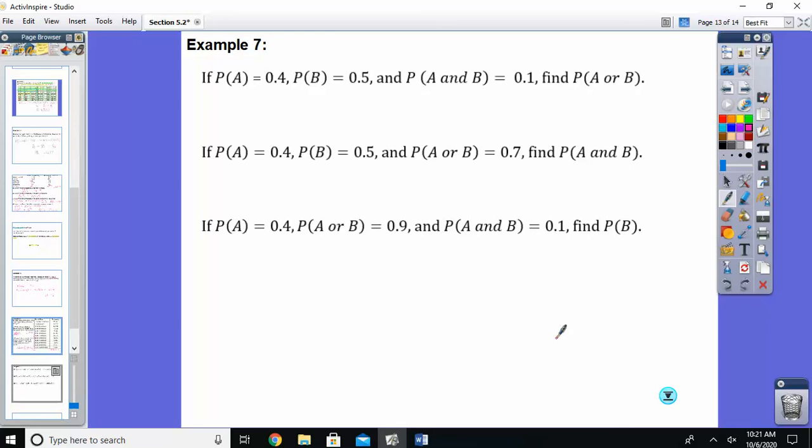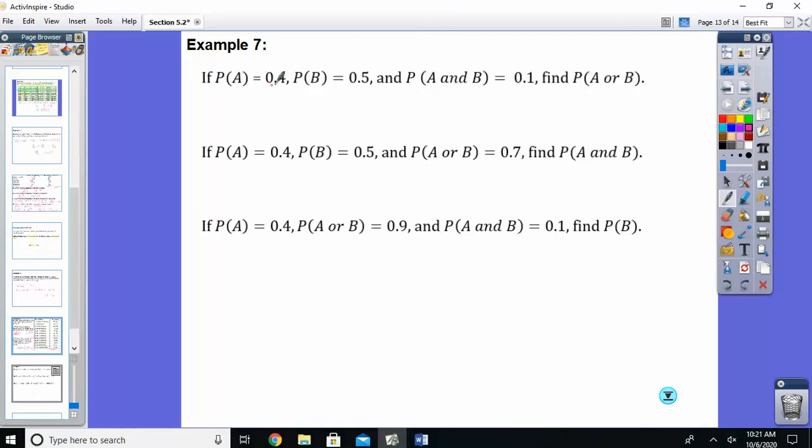Okay, last example. The first section of your homework has problems like this. So the first one. Probability of A is 0.4. Probability of B is 0.5. Probability of A and B is 0.1. Find the probability of A or B. This is just practice manipulating your formulas, so I highly recommend just writing out your formula and then plugging in the things that you know.